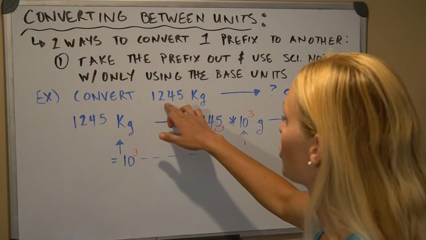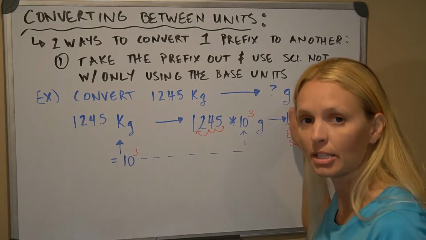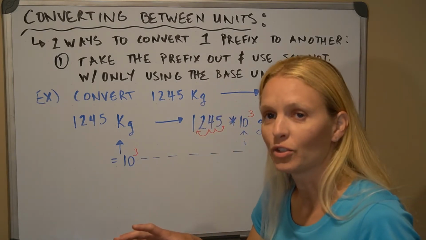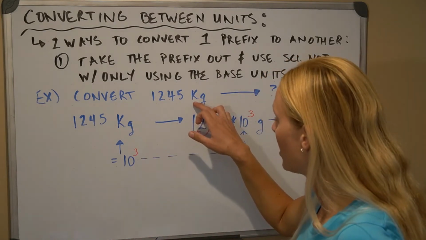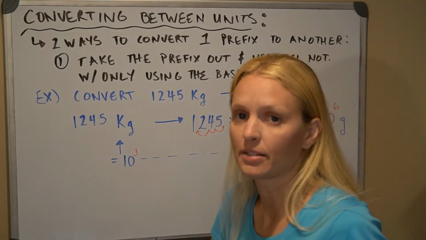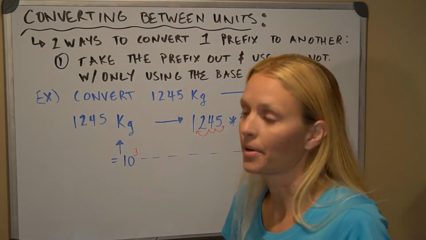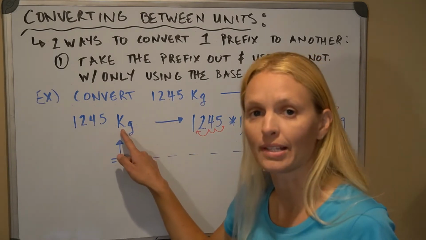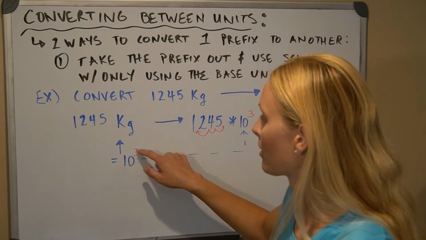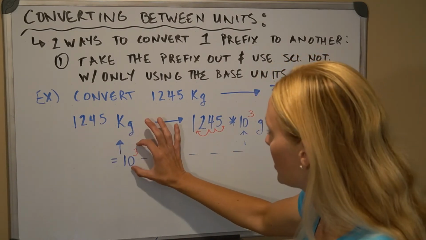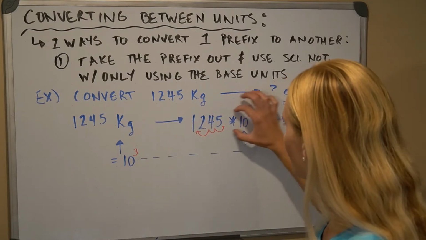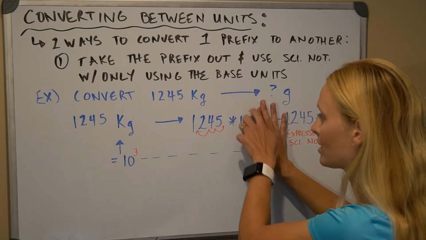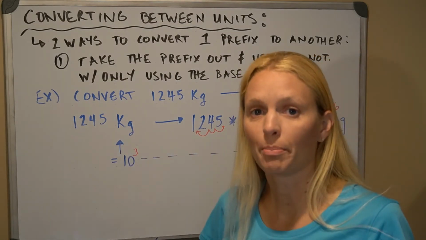We're going to convert 1,245 kilograms to grams. So gram is the base unit, okay, and we're going to take the kilogram out and use this number in terms of the base unit to rewrite the number. Okay, all right, so what we're going to do is we're going to say, okay, kilogram, kilo is 1,000, that's 10 to the third. Okay, and I'm going to take this number and I'm going to put that 10 to the third right here, this number times that 10 to the third.